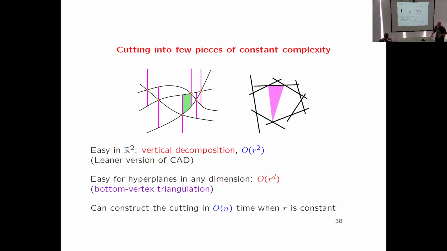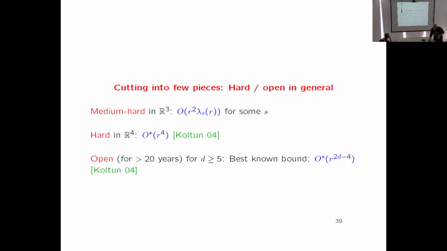For hyperplanes, it's easier to do in any dimension, but let me skip it. In 3 dimensions, with some effort, you can get a near cubic bound, even with the polylogarithmic factor, which is nice. In 4 dimensions, it's very hard, but it has been done by Vladlen Koltun, one of my former students, who indeed proved a nearly r to the 4 bound, but it is open for any higher dimension.